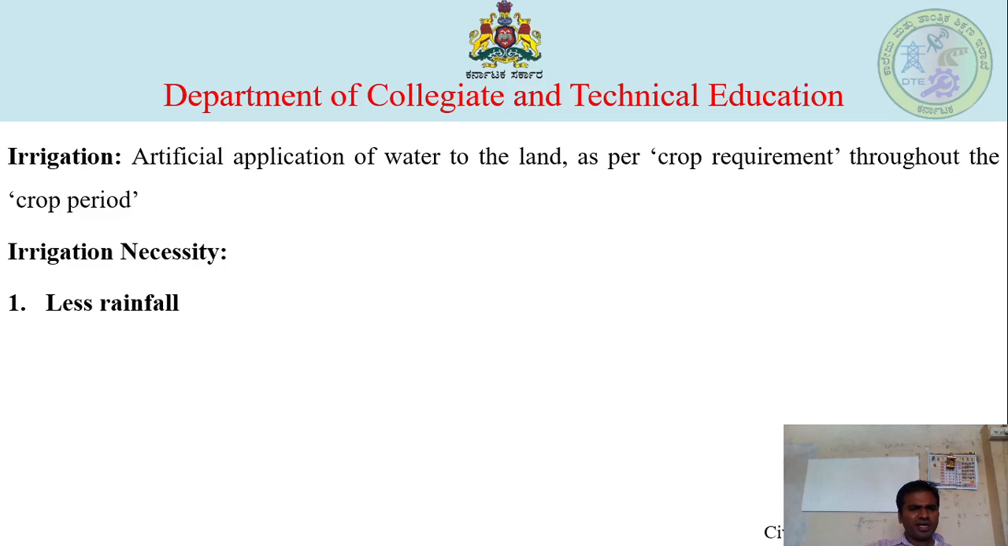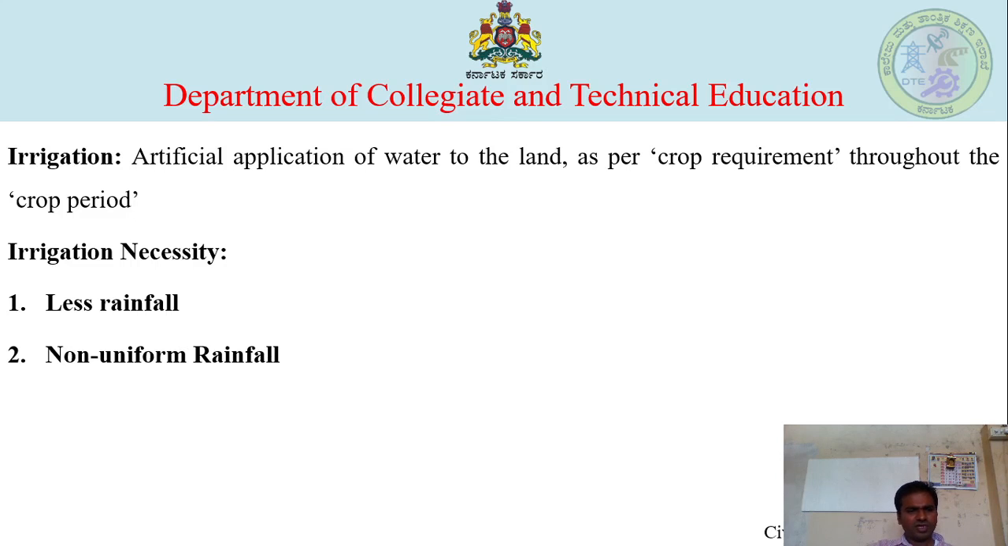When total rainfall is less than the requirement for the crops, artificial supply of water is necessary. In such cases, irrigation work should be constructed at the place where more water is available, and then that water is conveyed through some system to where water is deficient.